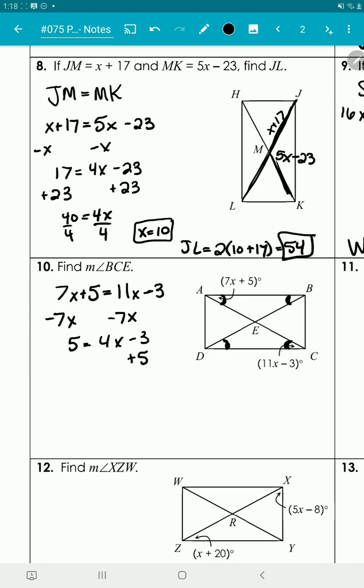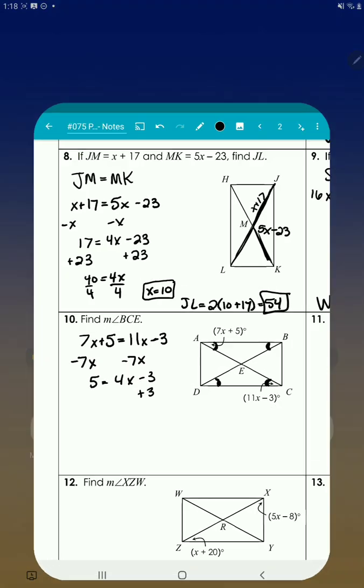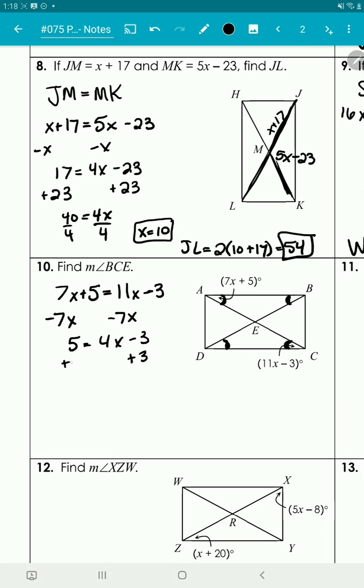I'll add, sorry, I didn't mean to add 5. We're adding 3. I keep pushing buttons, you guys. Okay, add 3 to both sides. Gives us 8 equals 4x. Divide by 4. Gives us that x is equal to 2.